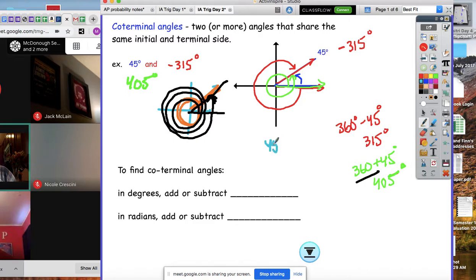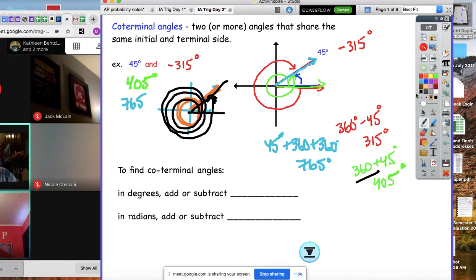I could do 45 plus 360 plus another 360. That would mean I'm going to go around the circle twice, and that would get me another coterminal angle. So if I do 45 plus 360 plus 360, I'll get 765. That would be another coterminal angle. All of these angles are equivalent. They all land in the same spot right here. So here's what I would write down.